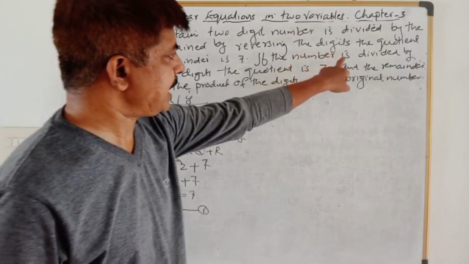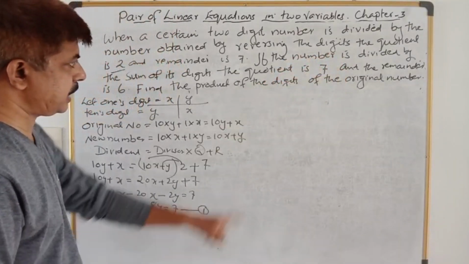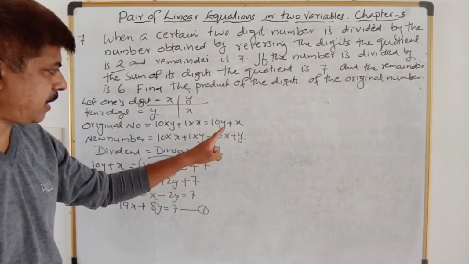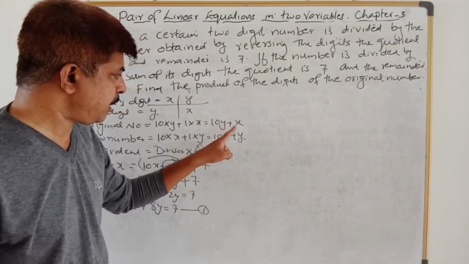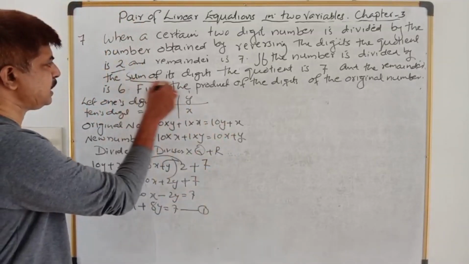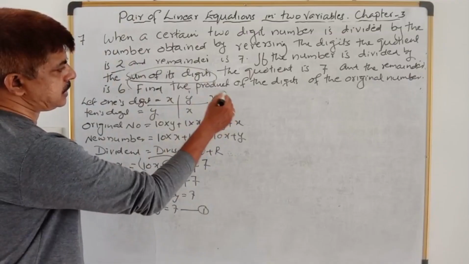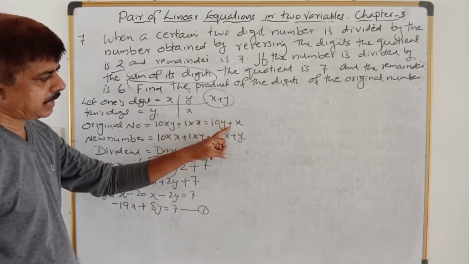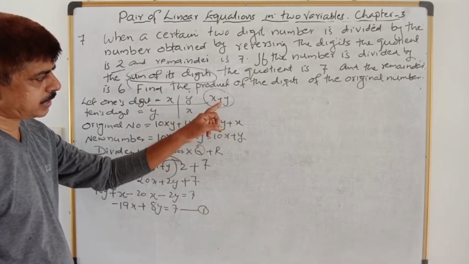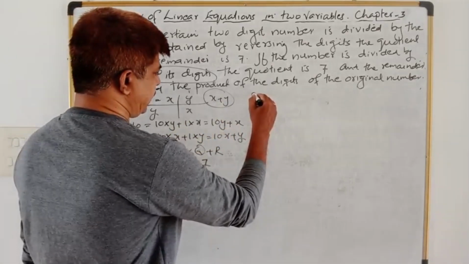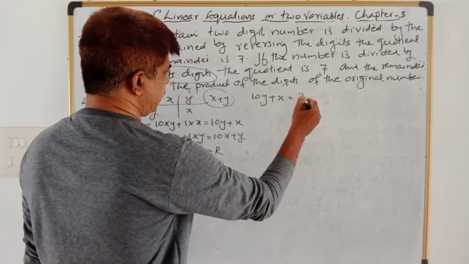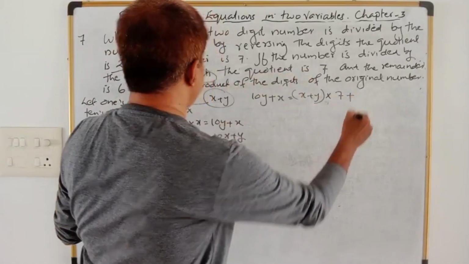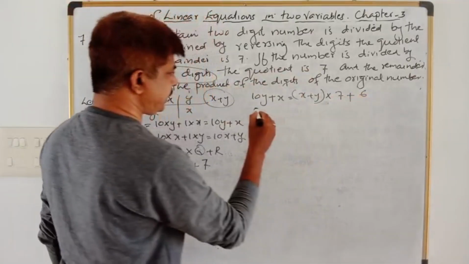Like that, from the second statement we can make another equation. If the number is divided by the sum of its digits, the same original number is divided by the sum of its digits. What is the sum of its digits? This is the sum of its digits. So this number is divided by x plus y. 10y plus x is considered the dividend, x plus y is considered the divisor. So again dividend is equal to divisor into quotient. In the second case, the quotient is 7 as given, and the remainder given is 6.